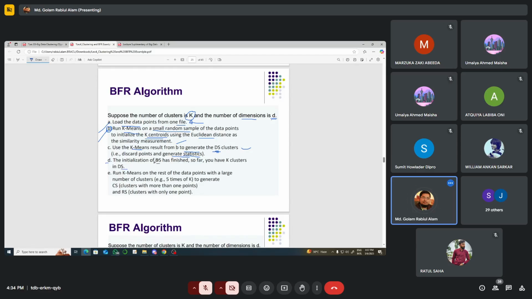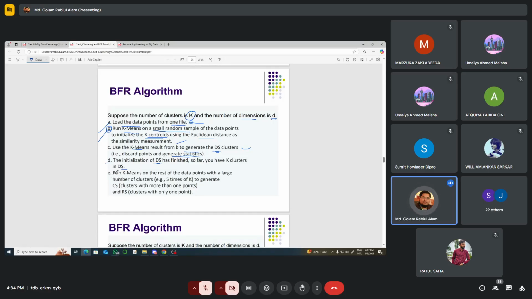That means when we have initialized all these DS and finished the clustering, we will get K clusters from the random sample subset, that is the first file or first chunk.